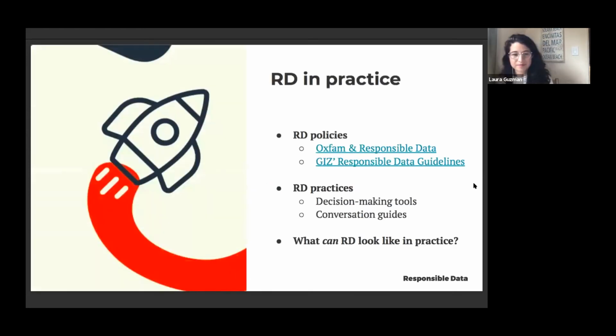All right, I know we're getting close to exercise o'clock, but I'm going to go over 4 quick examples of RD in practice. The first 2 are policies, and we will share links to all of these later on, so you don't have to panic that you'll never see them again. The first 2 are policies that we worked with Oxfam and GIZ on. We encourage you to look at them because it's interesting to see how the same principles can inform different approaches to responsible data.